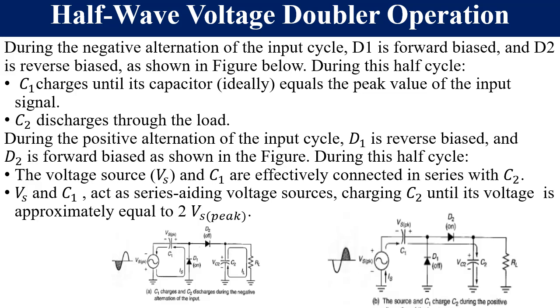So in other words, the voltage across the capacitor C2 is charged to 2 times the peak supply voltage. Hence we are saying we have doubled, or we have multiplied the AC supply voltage by 2. Hence the name half-wave voltage doubler.